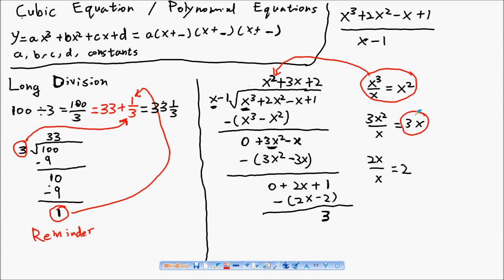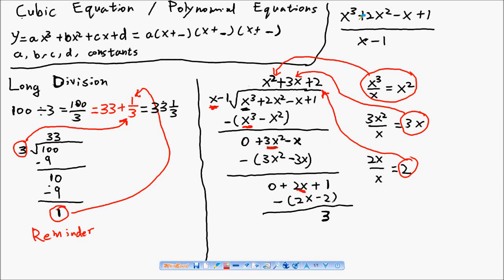This one goes to there, and this one goes to there. Okay, x cube is here. Your 3x square is there, and 2x is there. It's similar to number division. You always divide by x, by the first term in there.